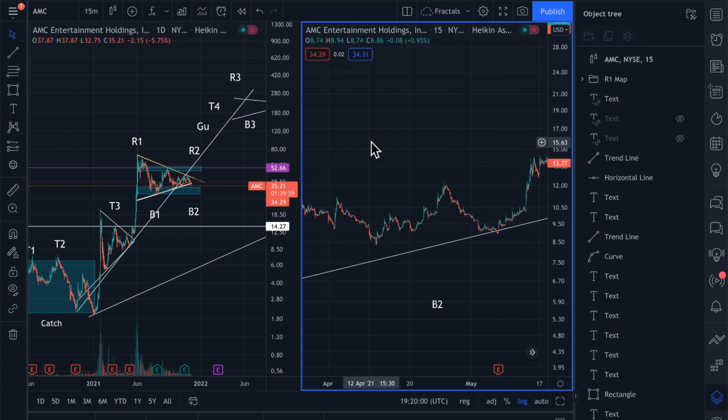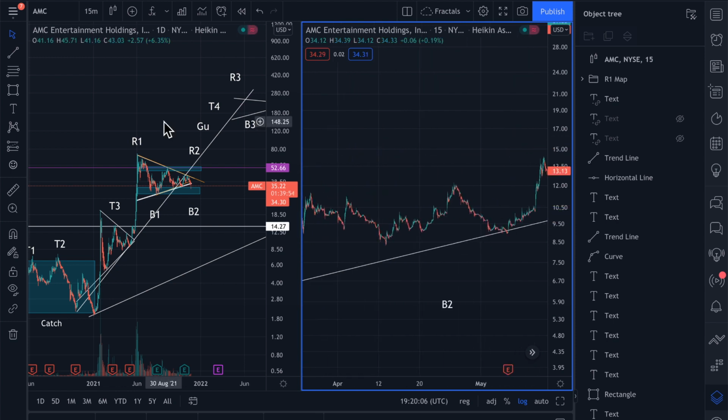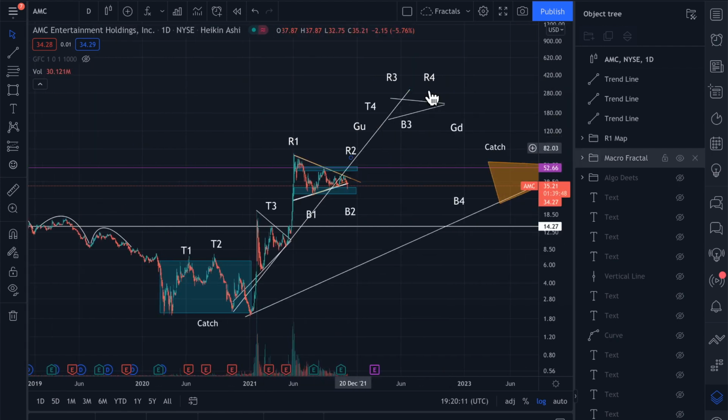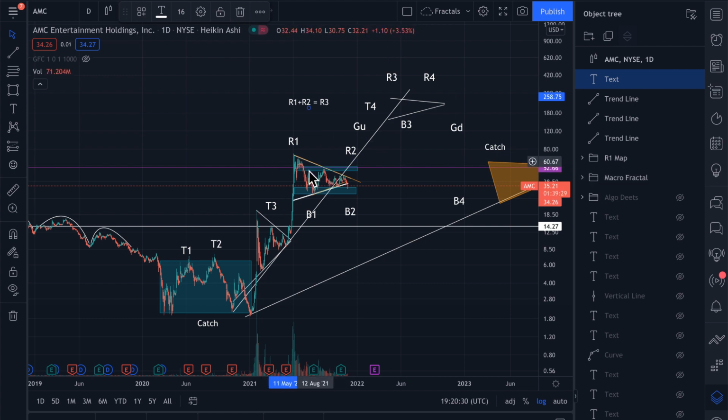And the point of this is not to say I know what's going to happen. All I'm saying is that I don't know what's going to happen, because the R1 and the R2 are relative to R3. So it's like R1 plus R2 equals R3. What I mean by that is not that you literally add those numbers together, it's just that you have these two moves and they both have to be proportionate relative to wherever R3 is going.